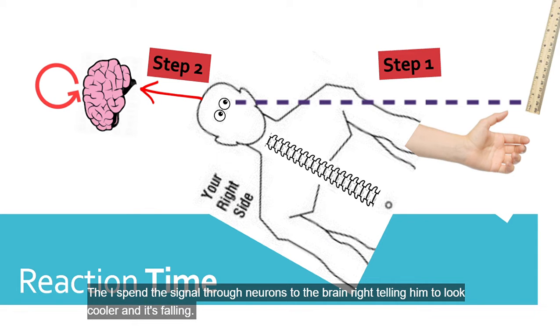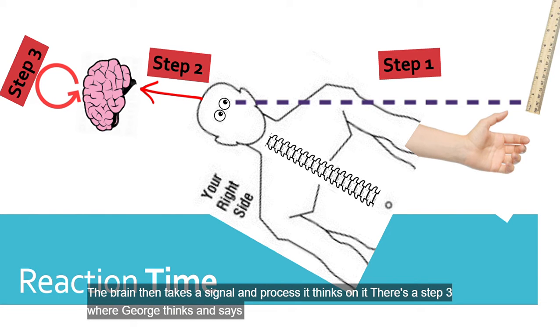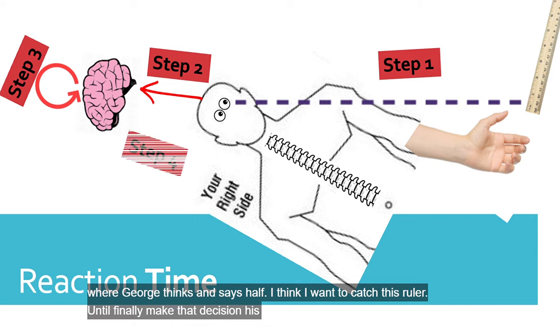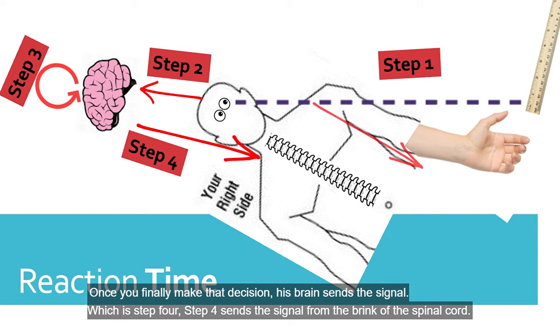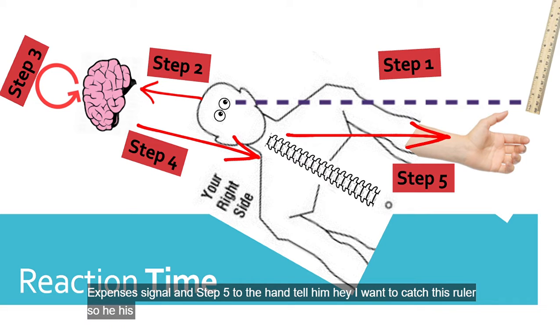The brain then takes this signal and processes it, thinks on it. This is step 3, where George thinks and says, I think I want to catch this ruler. And once he finally makes that decision, his brain sends the signal, which is step 4. Step 4 sends the signal from the brain to the spinal cord, which then sends a signal in step 5 to the hand, telling him, hey, I want to catch this ruler. So his hands get the signal to close. And right as they close around the ruler, he catches it, right?